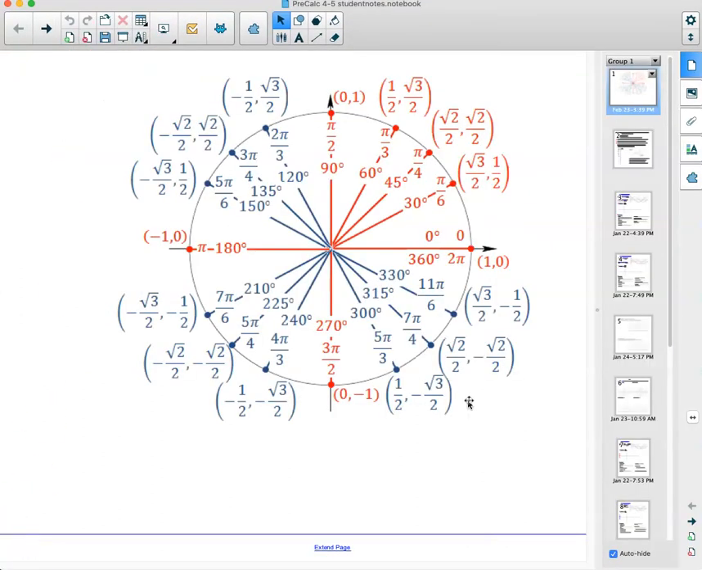Alrighty, section 4.5. So, I don't think this is in your packet. I was flipping through the packet last night. Did this show up in there?